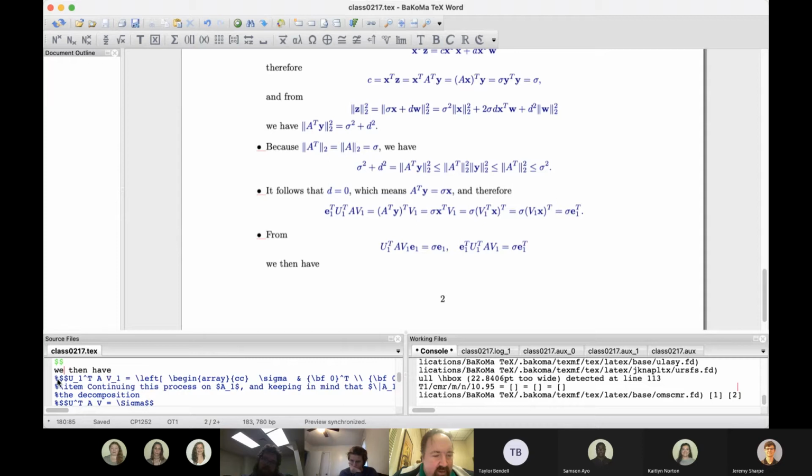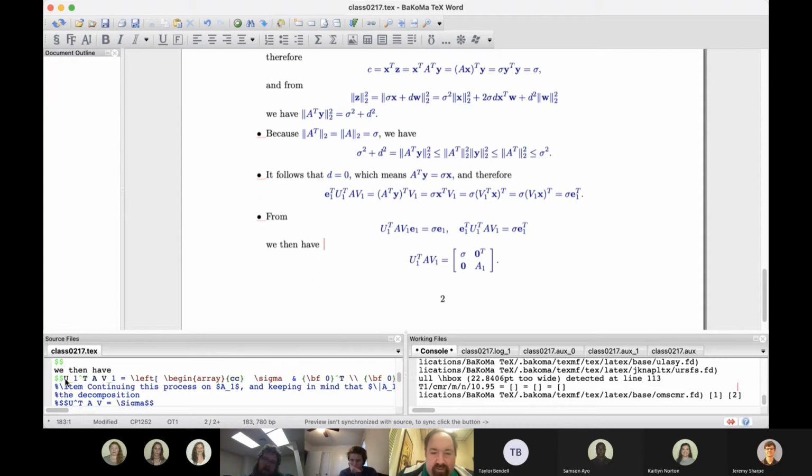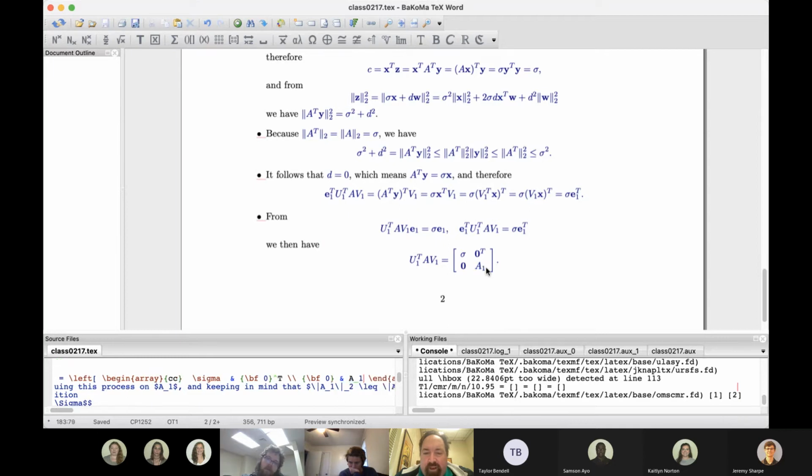Now, why is that really huge? Because it means that this matrix has this structure. Sigma up here all by itself, zeros here, zeros here. In other words, it's a block diagonalization because I have 0 here and here. So this is the start of reducing A to diagonal form. So what I could do is everything I just did with A, I can now repeat with A1.